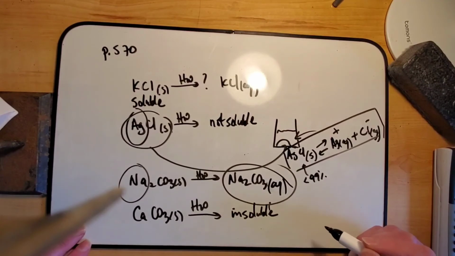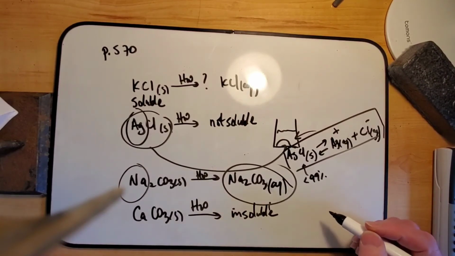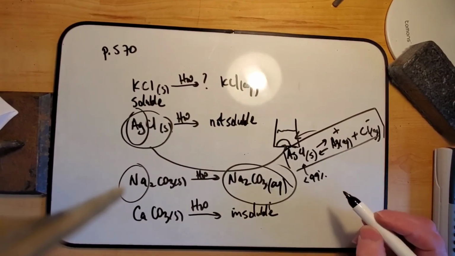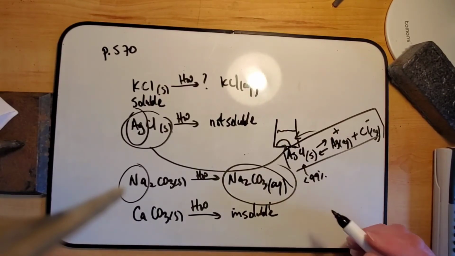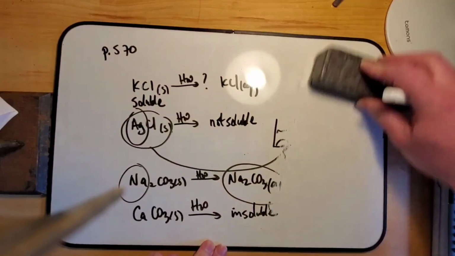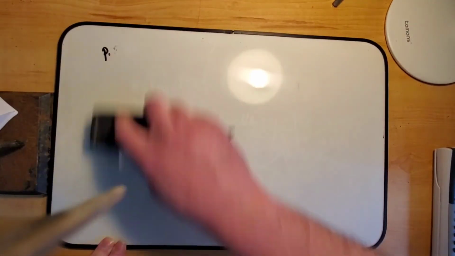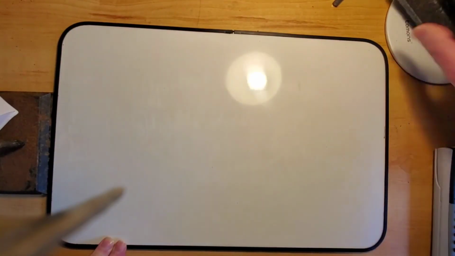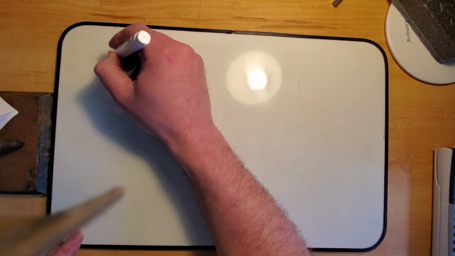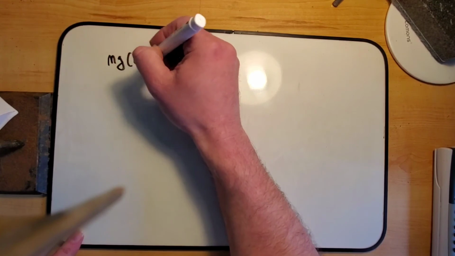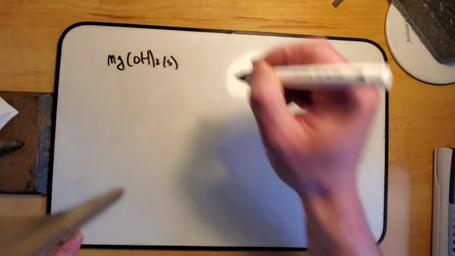Okay. So now we can do a couple of more examples. You guys can look now at example 13.1. Actually, we'll talk about it in a moment. But let me use some other ionic compounds. Use this chart to predict the solubility here. Let's say, is my magnesium hydroxide soluble or insoluble?